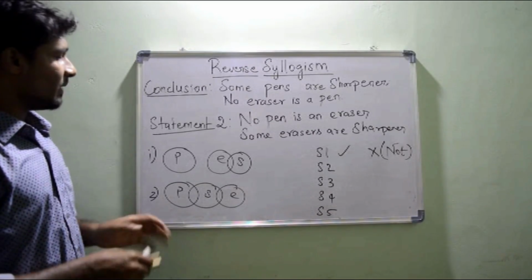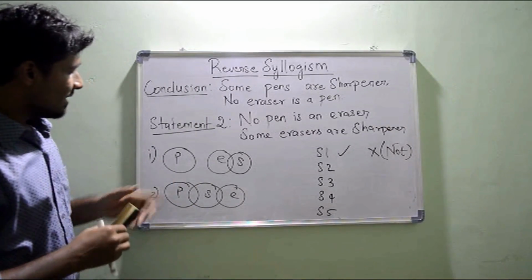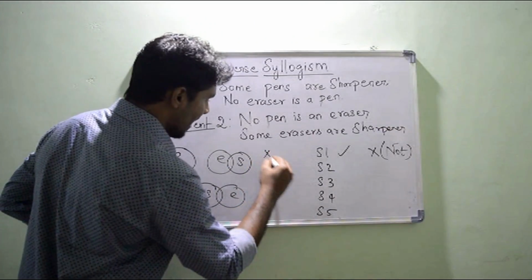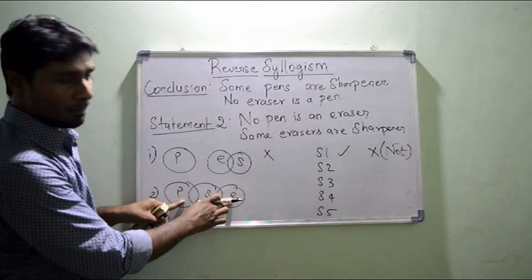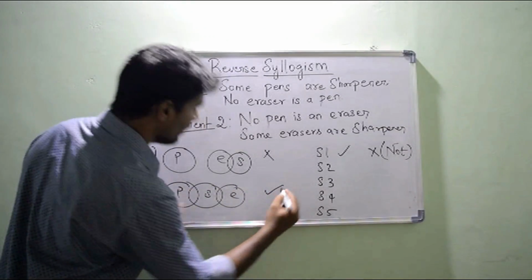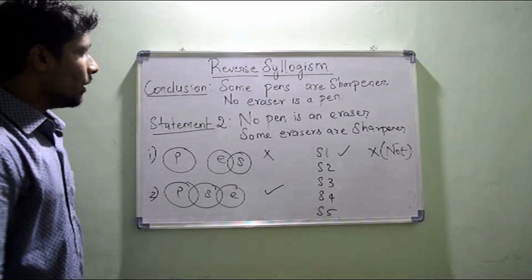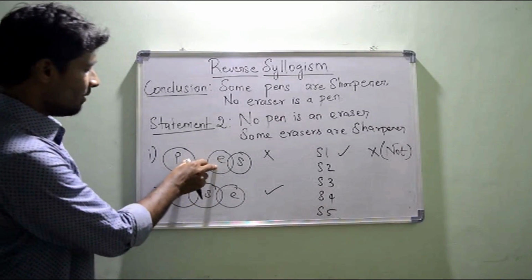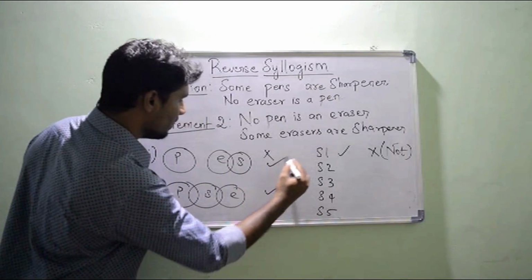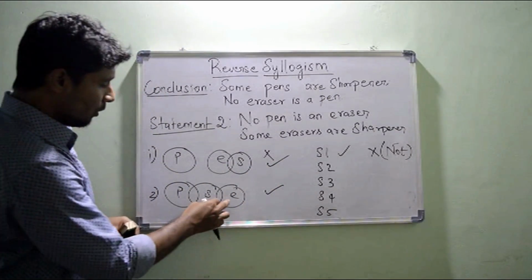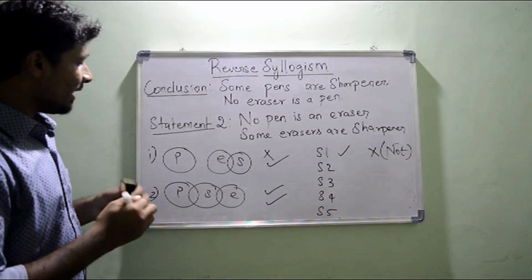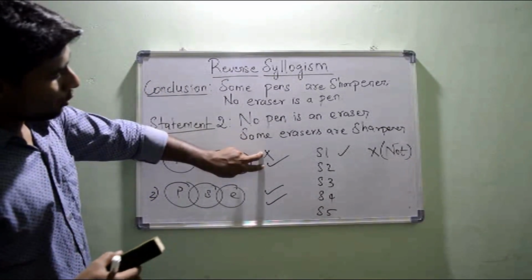Some pens are sharpeners. So this conclusion says that some pens are sharpeners. It is false in the first diagram. And here it is some pens are sharpeners, it is true. Good. And second conclusion, no eraser is a pen. The first one, is it true? No eraser is a pen. True. Good. Second diagram, no eraser is a pen. It's also true. Again this gives me true, false, true and true, true.